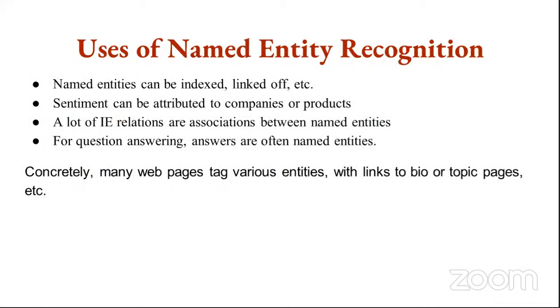Uses of named entity recognition. Named entity recognition has many applications. Named entities can be indexed, linked off, etc. We can use it for indexing, and for linking two documents. Suppose two documents are talking about the Taj Mahal. You can easily extract the entities from the two documents, and if most of the entities are similar, then we can link the two documents. So for linking and indexing purposes, named entity recognition is very important.